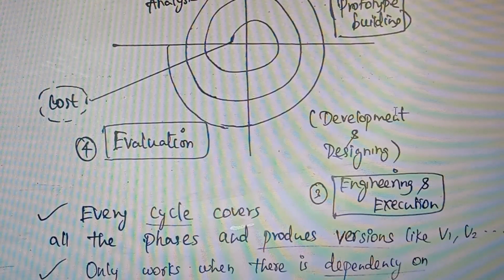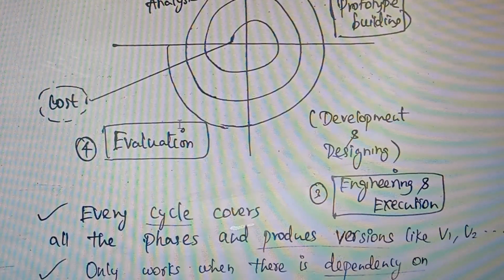They will deploy or release these products to the customer environment, which is the evaluation phase, the fourth phase. This evaluation phase takes the feedback from the customer. If the customer wants to change anything, then it goes to the spiral iteration.